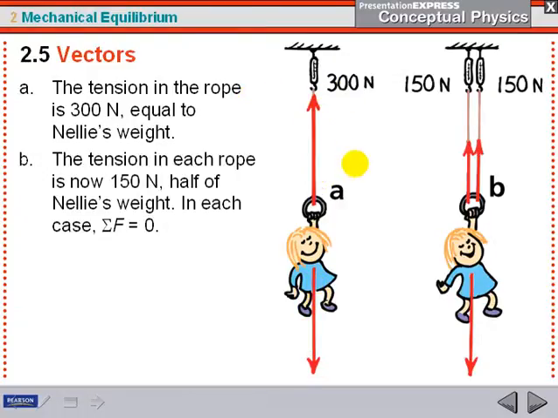Now let's have two ropes attached to the ring instead with two scales here, and you can see that each scale is going to have a reading of 150 newtons, and if you add those together, it's going to be equal to 300 newtons. So each of these 150 newtons is now half her weight, and once again she's in mechanical equilibrium because the sum of the forces is equal to 0. 300 newtons of weight down, 150 newton tensions upward.